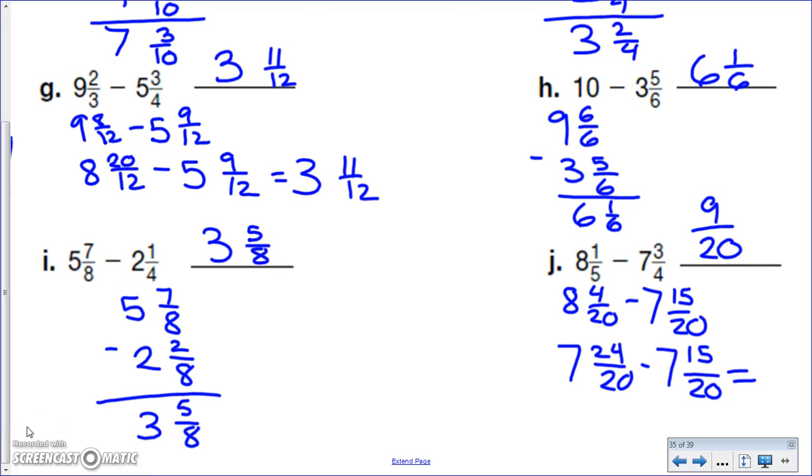Please make sure you've copied down all of your work and glue this page in your math notebook.